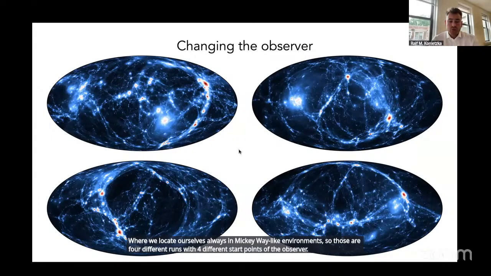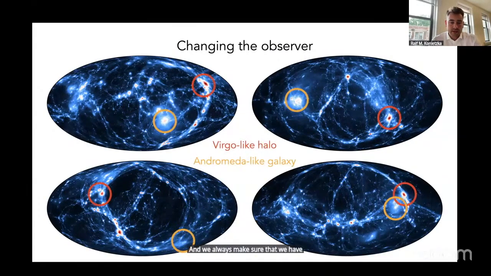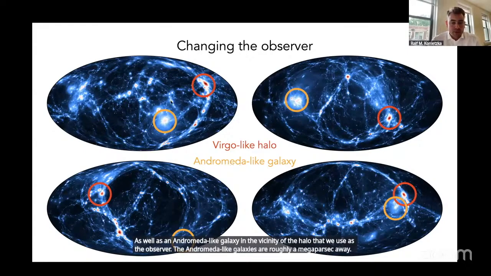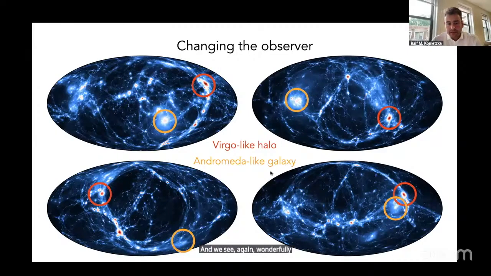And we always make sure that we have a Virgo-like halo at roughly 16 to 17 megaparsecs from this Milky Way-like galaxy, as well as an Andromeda-like galaxy in the vicinity of the halo that we use as the observer. The Andromeda-like galaxies are roughly a megaparsec away. And we see again wonderfully how the different environments give different snapshots of our local universe.